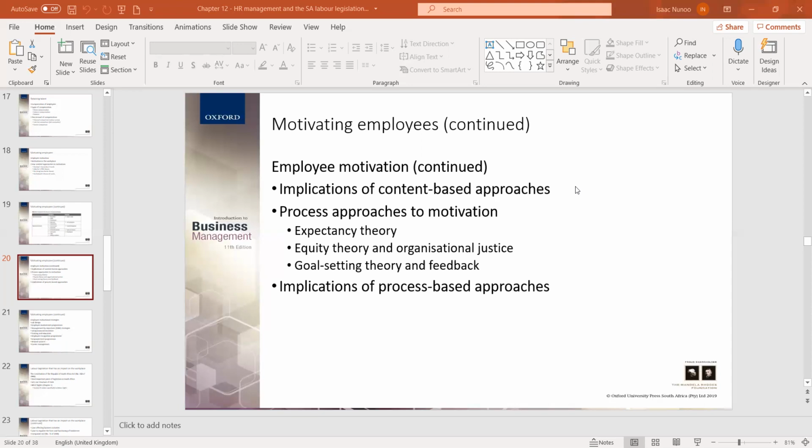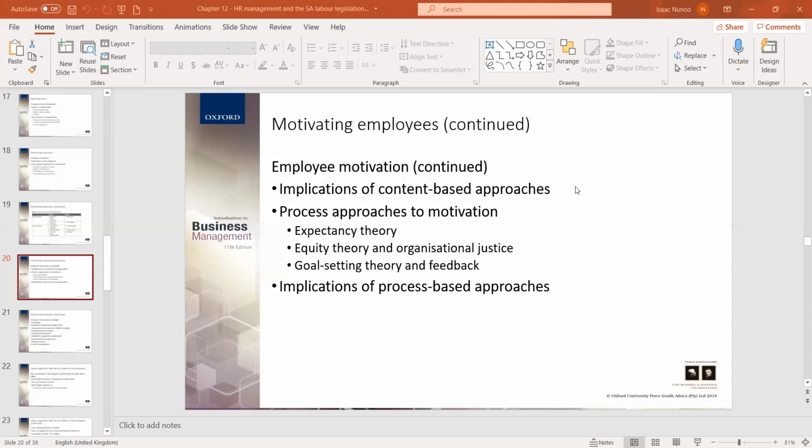So there's equity tension, and this can be experienced when the employee may change input, may change output, may change his or her attitude, may change the person with whom he or she compares himself or herself, or may leave the job. That's when the employee feels that he has been unfairly treated, or when he compares himself with others and realizes that he may not be treated fairly. These are the things that are likely to occur.